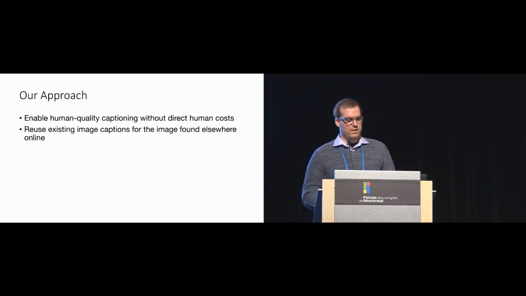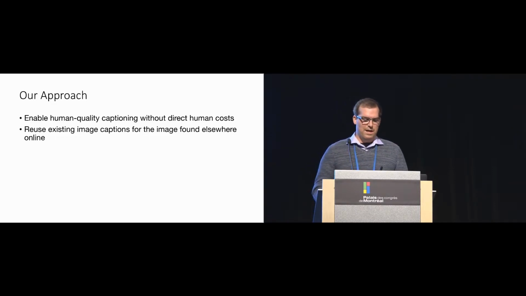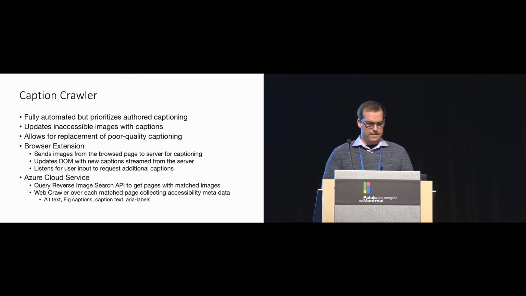In this work, we seek to enable human quality image descriptions without direct human costs. To achieve this, we reuse existing captioning found for an image elsewhere on the web. While this cannot caption all images, this can improve the access to many images online. In order to facilitate this approach, we introduced the Caption Crawler, a fully automated captioning system which prioritizes human quality descriptions. This system automatically updates inaccessible images in a web page and allows users to replace poor quality alt text with other caption text. The system is broken into two parts: a browser extension and an Azure cloud service.